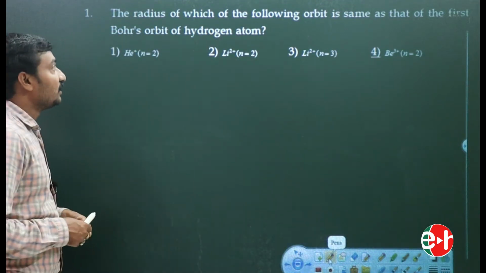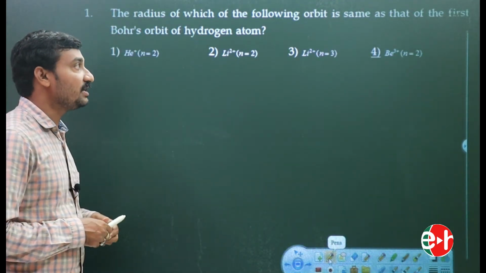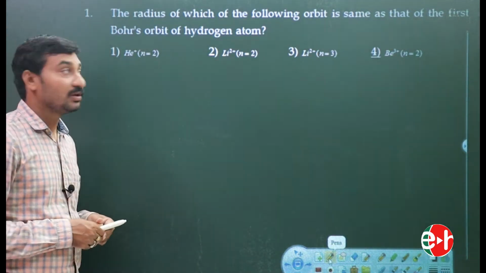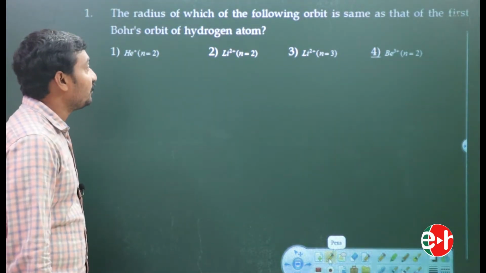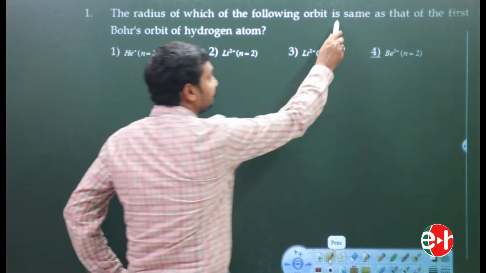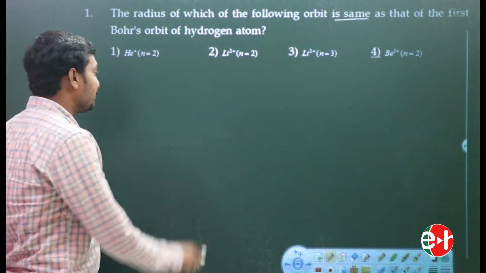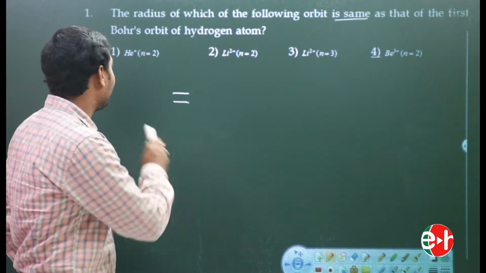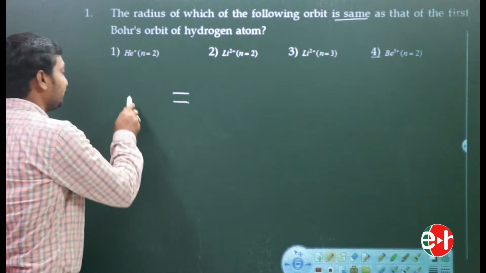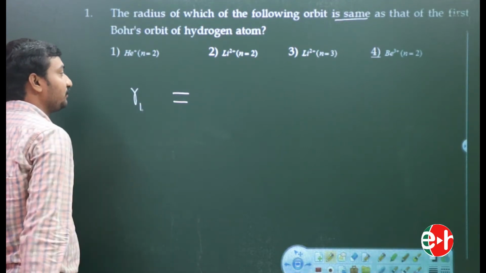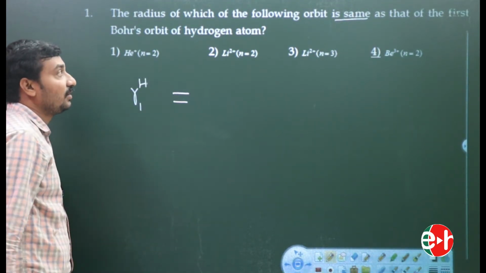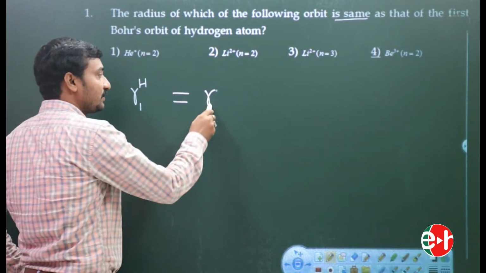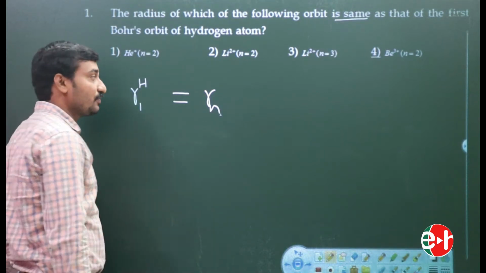See this: the radius of which of the following orbits is the same as that of the first Bohr's orbit of hydrogen atom? Same means equal to that of the first orbit of hydrogen atom. And the second one we don't know which orbit, that's why we say n, and the atomic number we also don't know, say Z.